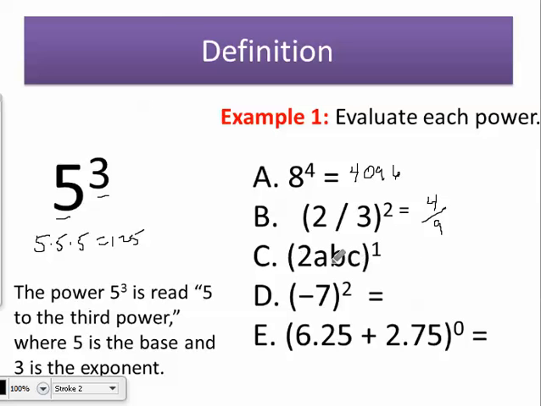Here I'm raising this all to the 1st power. 2abc to the 1st power. Well, guess what? To the 1st power just means multiply it times itself once, so that would be 2abc. Here I'm taking negative 7 to the 2nd power, or squaring it. That's 49. And 9 raised to the 0th power, that's 1. Always 1 because I'm raising to the 0th power.